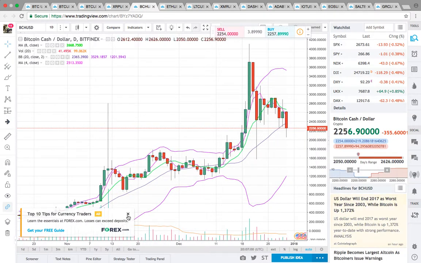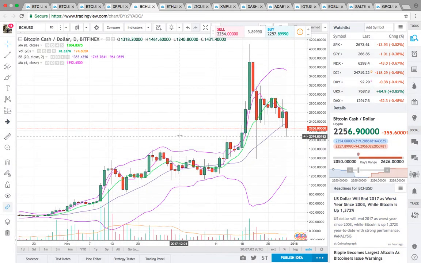Okay, so check out BCHUSD. This is Bitcoin Cash. It's making a nasty move today, everybody. This is not good. It's dropping below the middle Bollinger Band. That's the middle line right here. This is not what bulls want to see.